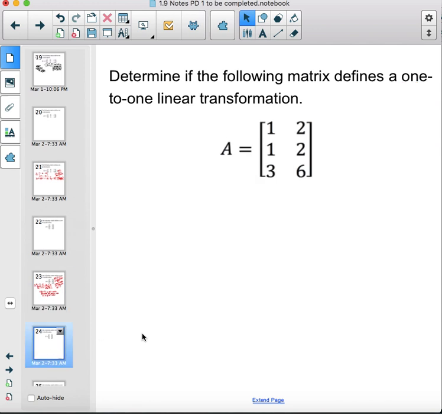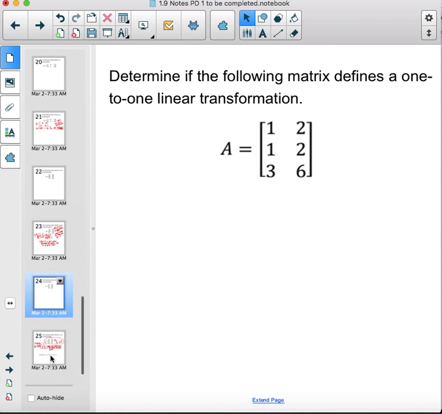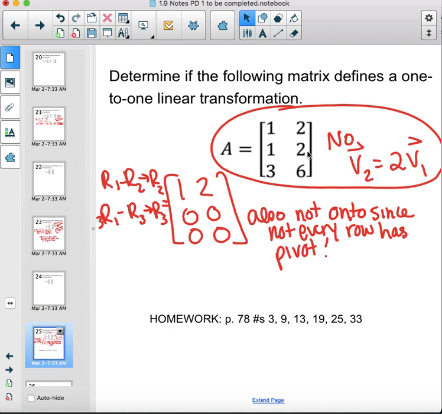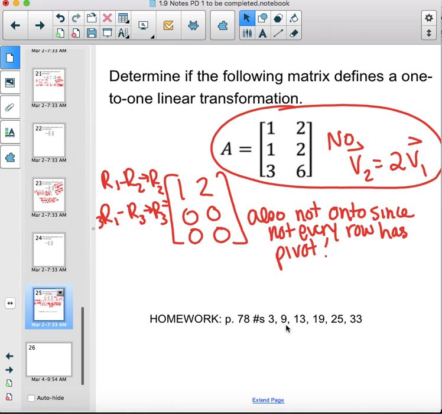Is this a one-to-one linear transformation? Hope you're saying no. Why would you say no? Because the columns are not linearly independent. Notice here, it is not an onto function either, because when you row reduce, you do not have a pivot in every row. And that is it.